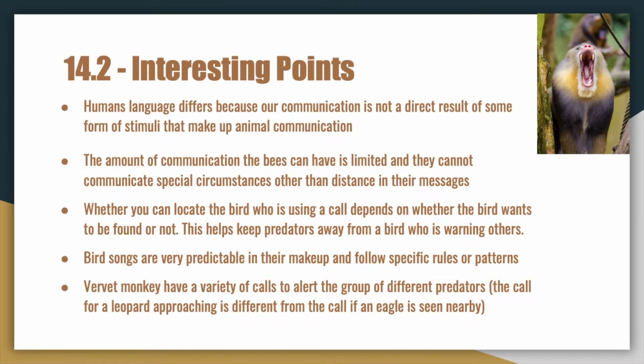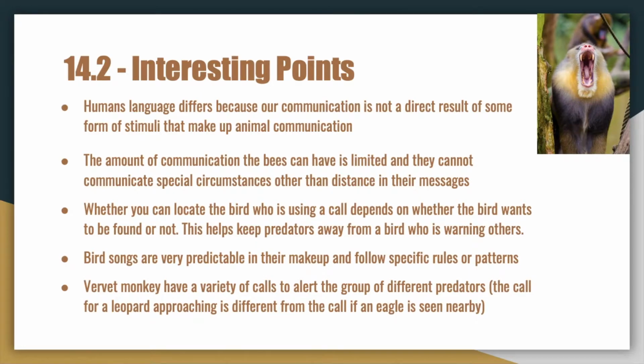Here are some things that we found interesting in File 14.2. Human language differs from animal communication because ours is not a direct result of some form of stimuli that make up animal communication. All animal communication is a direct result of internal, external, or emotional stimuli. The communication of bees is limited, and they cannot communicate special circumstances other than the distance of the food source in their messages.